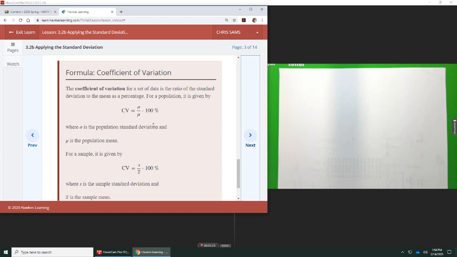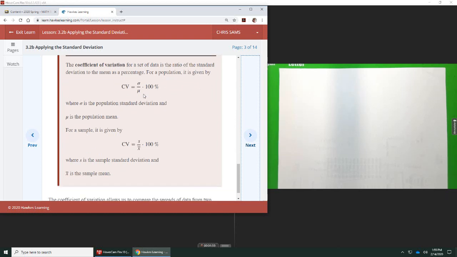For example, let's say that someone took the SAT and someone took the ACT. Both of those tests, the SAT and the ACT, have different systems of scoring. And if we want to know who did better on one of those tests, it would be hard to compare because they have two different scoring systems. So using the coefficient of variation, we would be able to compare those two accurately and tell which one we did better on. So here's the formula.